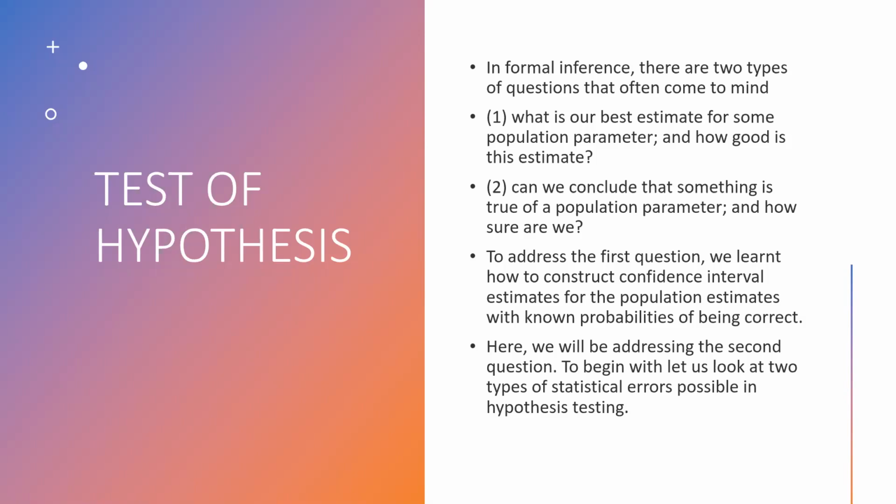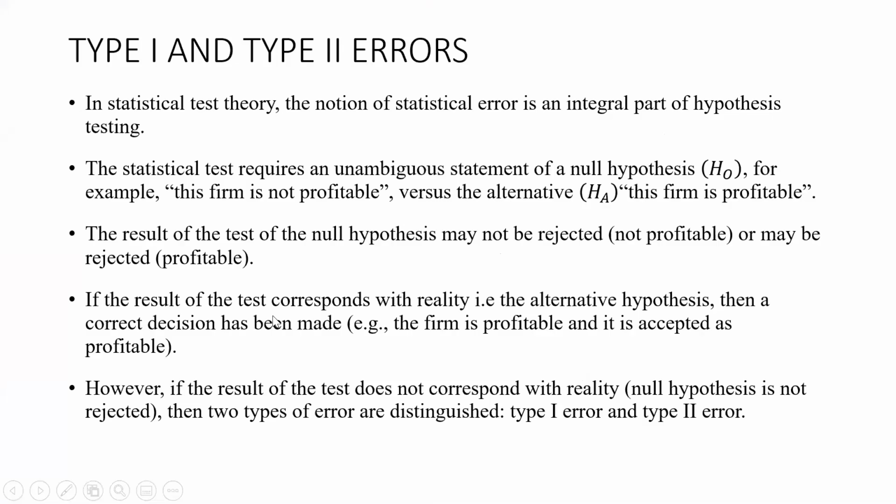To begin with, we are going to look at the types of statistical errors that are possible anytime we are dealing with hypothesis testing. There are two types of error. We have type 1 and type 2 error. In statistical test theory, the notion of statistical error is an integral part of hypothesis testing. The statistical tests require unambiguous statements of the null hypothesis. For example, if we say the firm is not profitable, there's nothing ambiguous about that. That is an example of a null hypothesis. Then the alternative for that one will definitely be the firm is profitable.